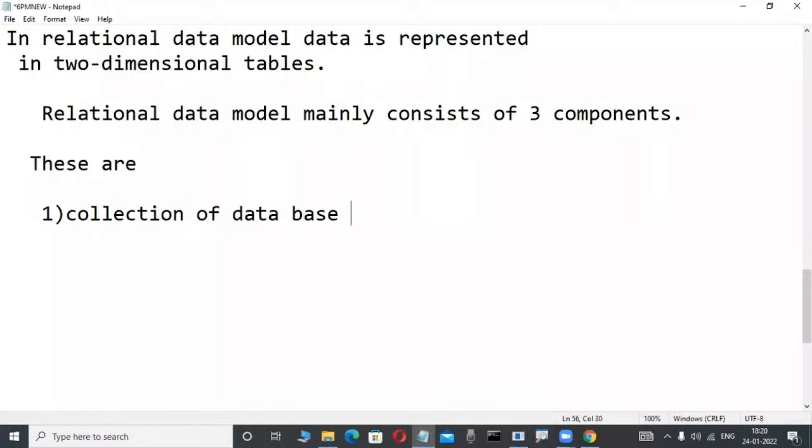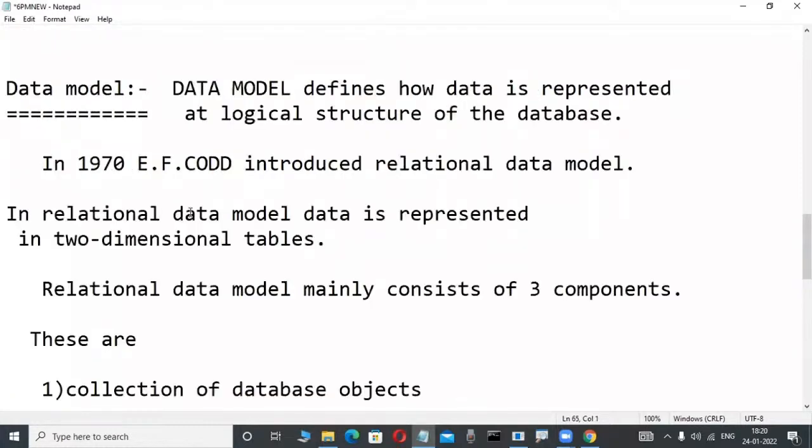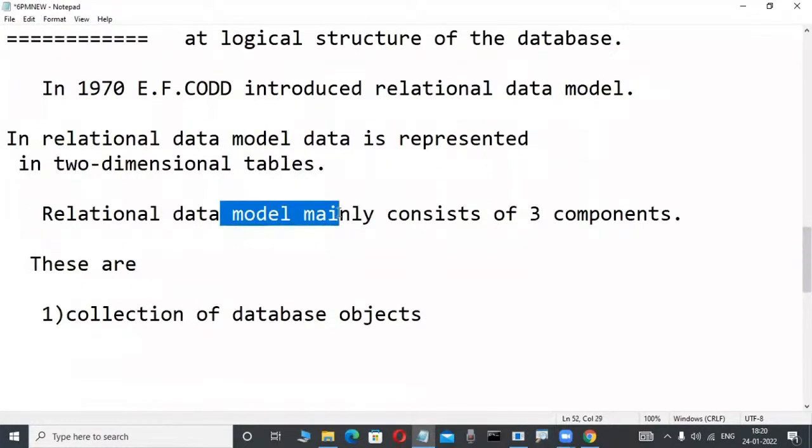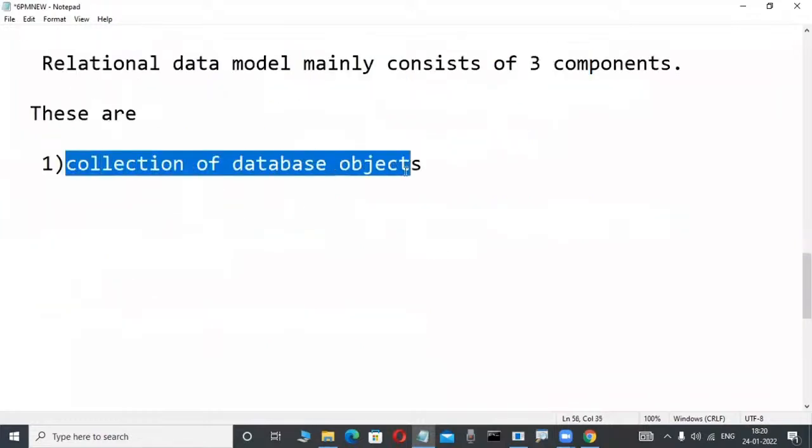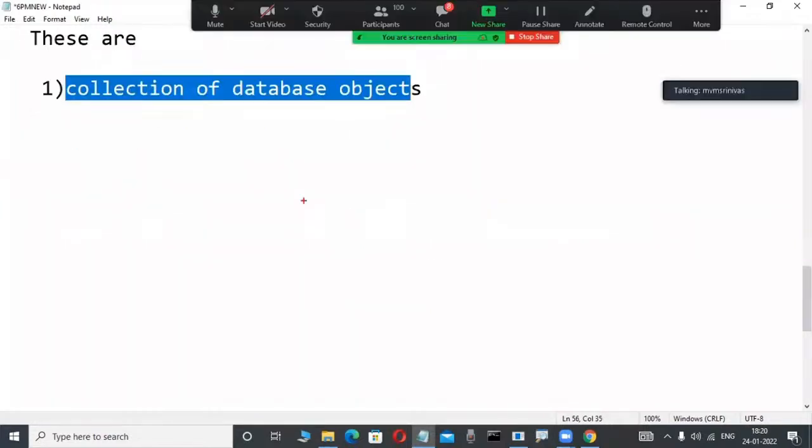Database objects, in these types of software, Oracle, SQL Server, DB2, will be available. A collection of database objects is available. This is what we are learning daily. Observe slowly: the relational data model mainly consists of three components. What is the first one? A collection of database objects. That is easy. Even if you are a first-time newcomer, you can understand.